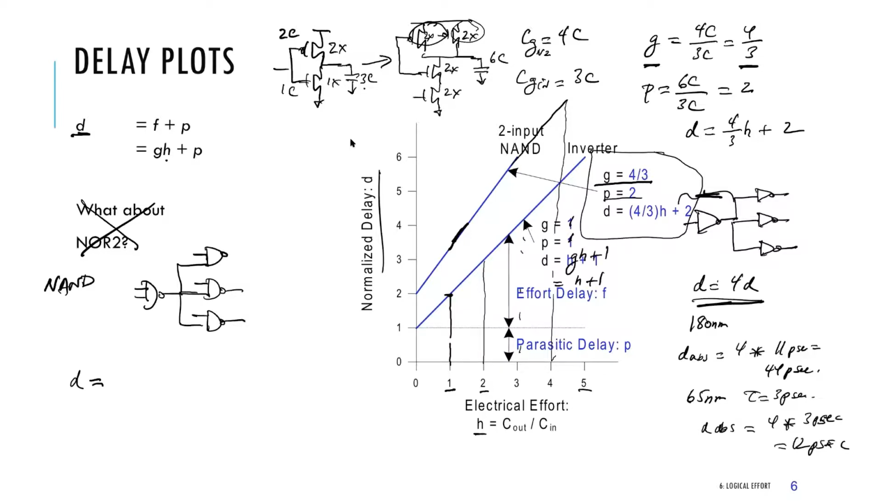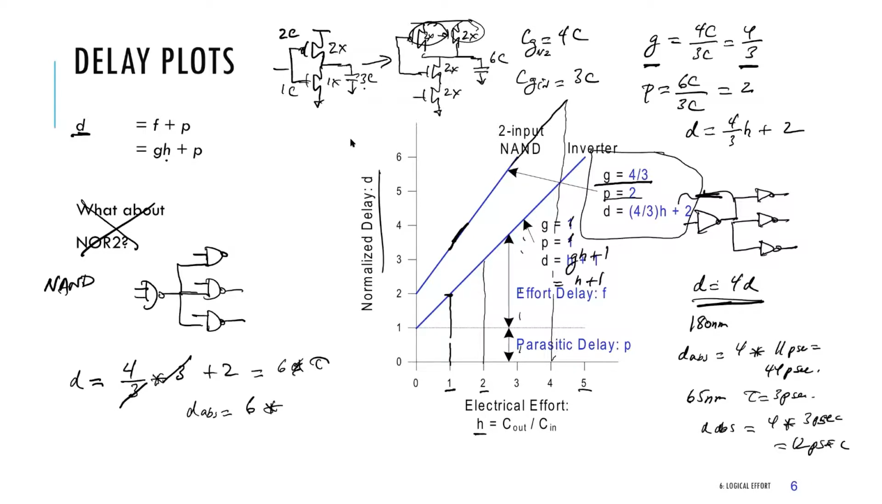So our equation is 4/3 times H. H is 3, plus 2. So we end up with 6. So we have 6D of delay. And if you want to get the absolute delay of that, we plug in this tau. Let's call it 6 tau.